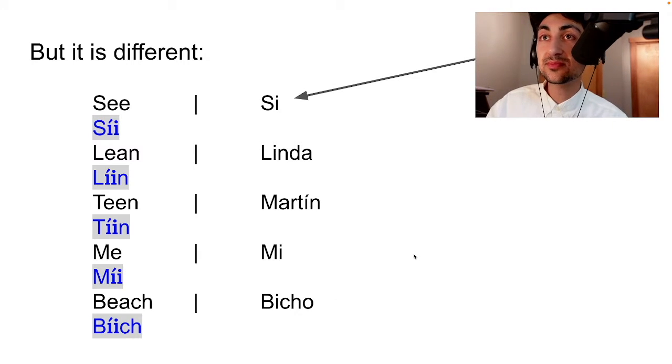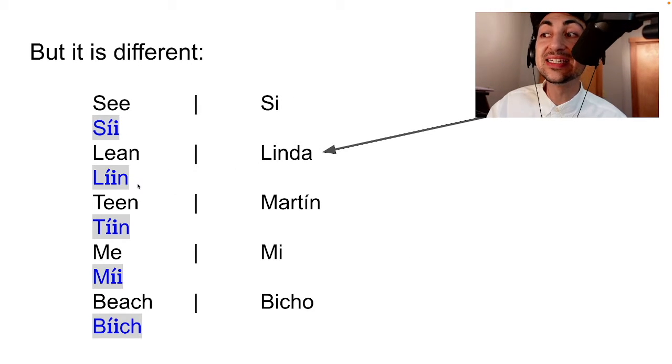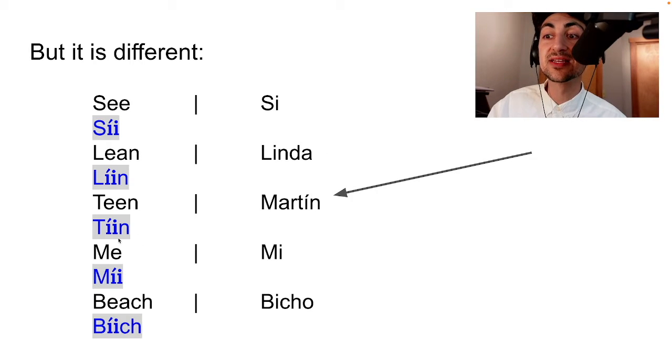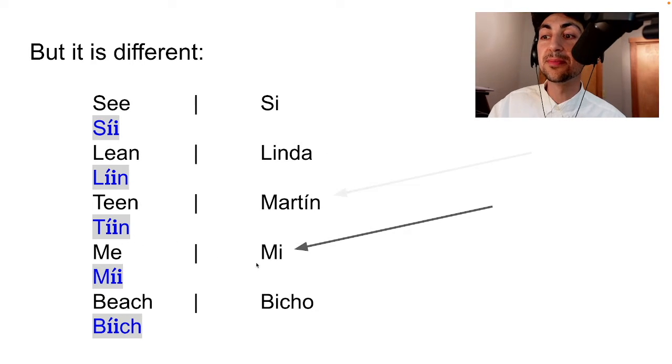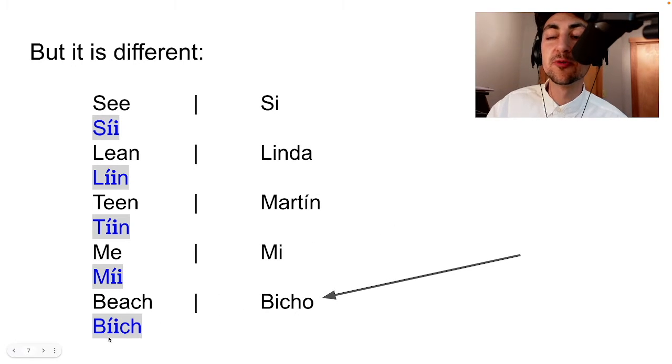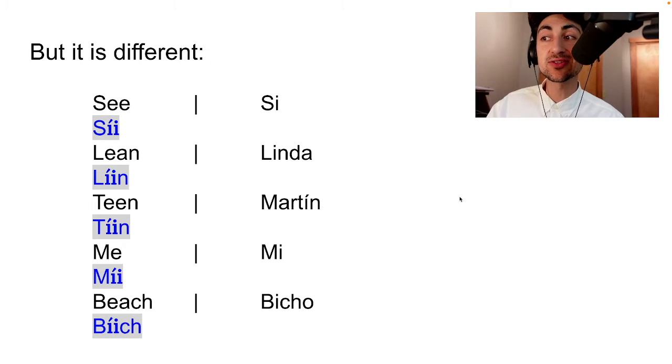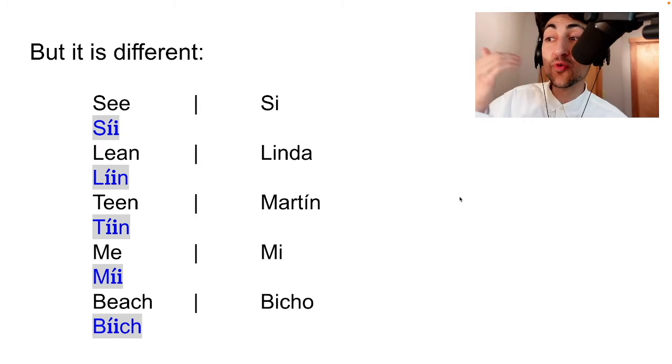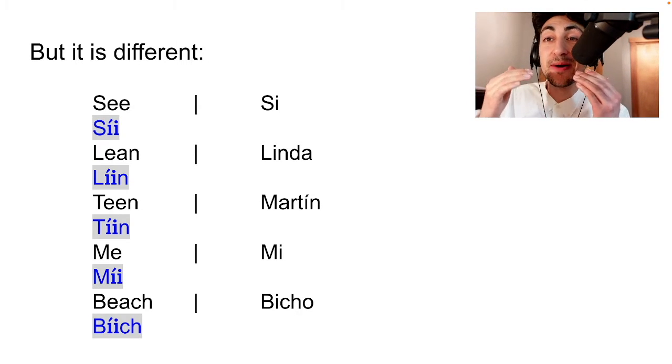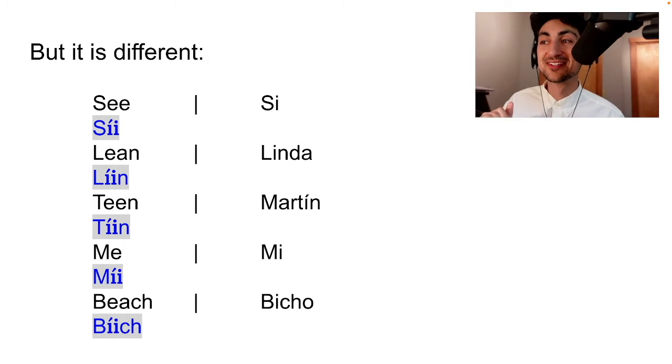Okay. So, para empezar, tenemos sí versus sí. Tenemos linda versus lean. Tenemos Martín versus teen. Tenemos mi versus mi. Tenemos bicho versus beach. That should be getting you started. Esto te debería ayudar a empezar a no decir la palabra que no quieres decir y decir playa o sábanas. Playa o sábanas. Okay, let's keep going.